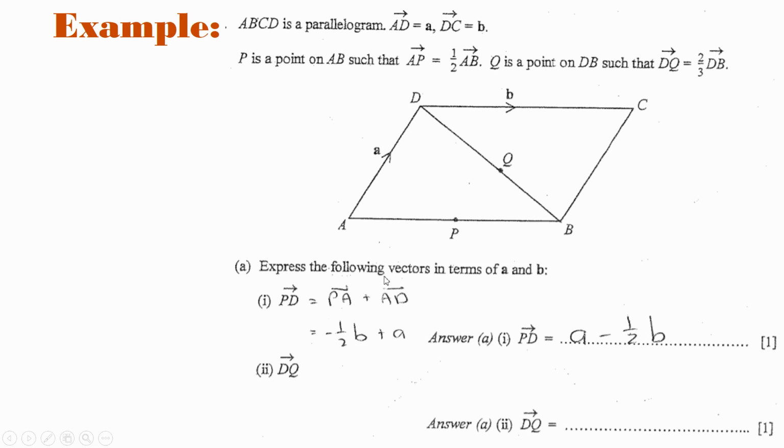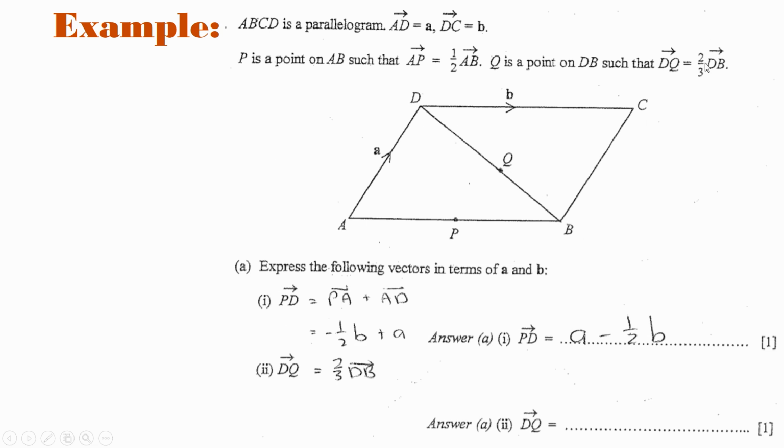Next one is DQ. So remember DQ is 2/3 of the way along. QB would be 1/3 of the way along. So what you could do is work out the vector for DB, and then DQ would just be 2/3 of that. Going from D to B is minus A plus B, because plus B is the same as here. So D to Q would be 2/3 of that. As I said, D to Q is 2/3 of DB.